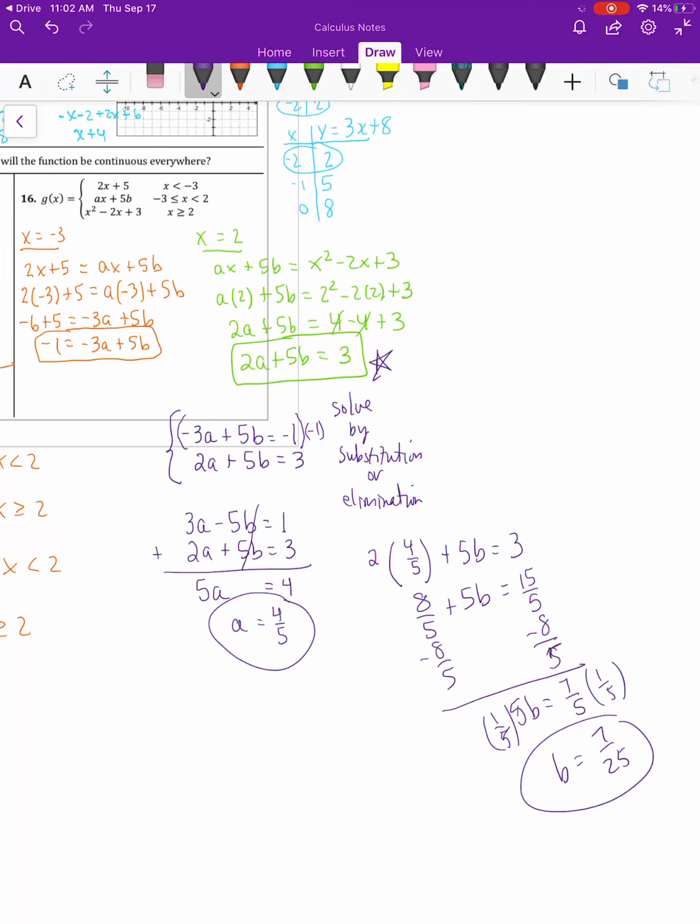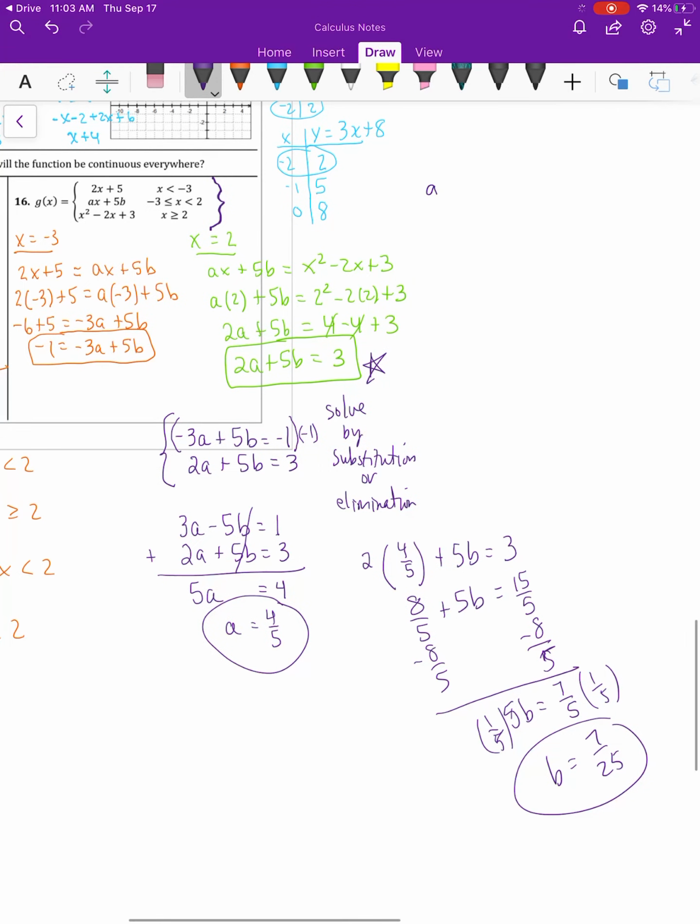So if I make my a 4/5 and my b 7/25, I will have a g of x up here in problem number 16 that is continuous at -3 and continuous at 2. And we could put those back in if you want to look at how it would work. Your 2x plus 5 would stay the same because it doesn't have an a or a b in it. But this one would be 4/5 x plus 5 times 7/25.